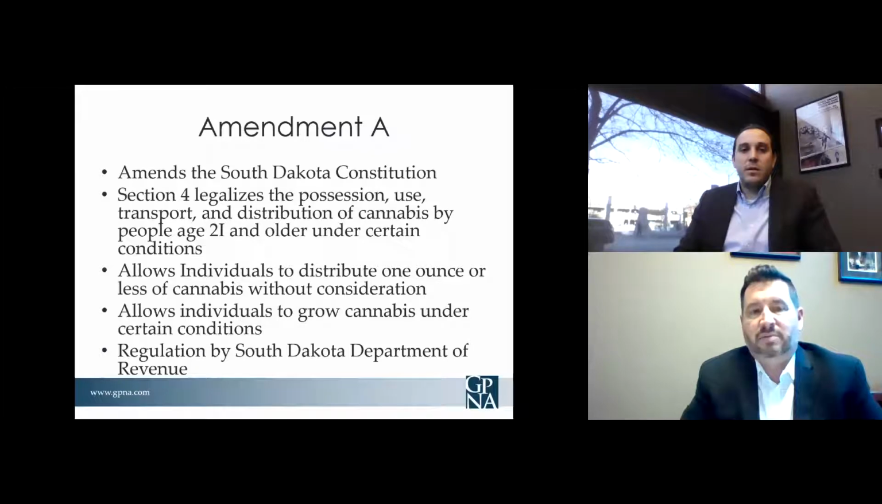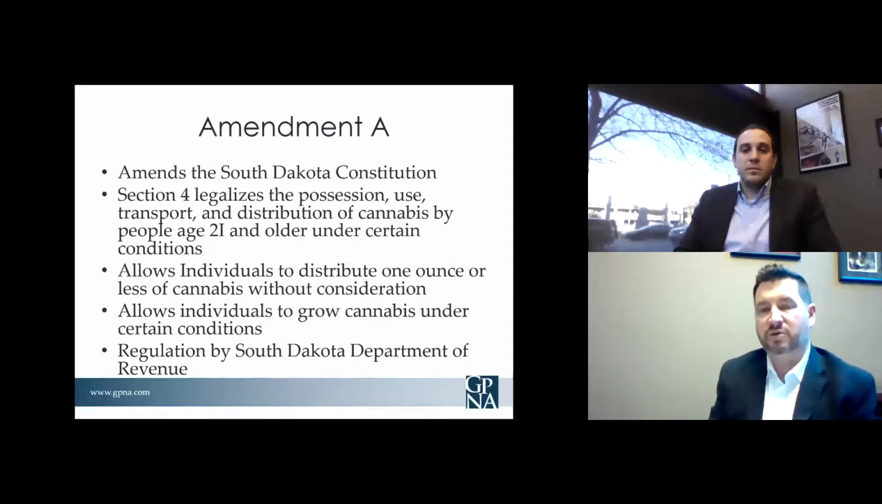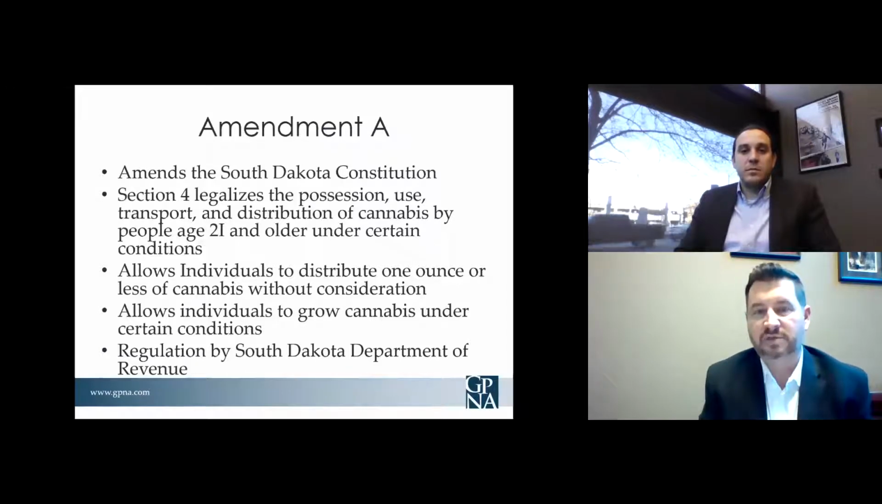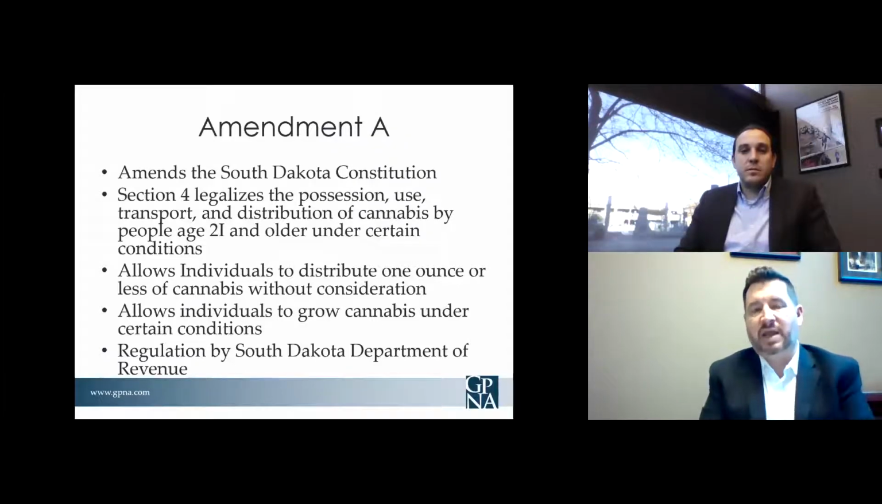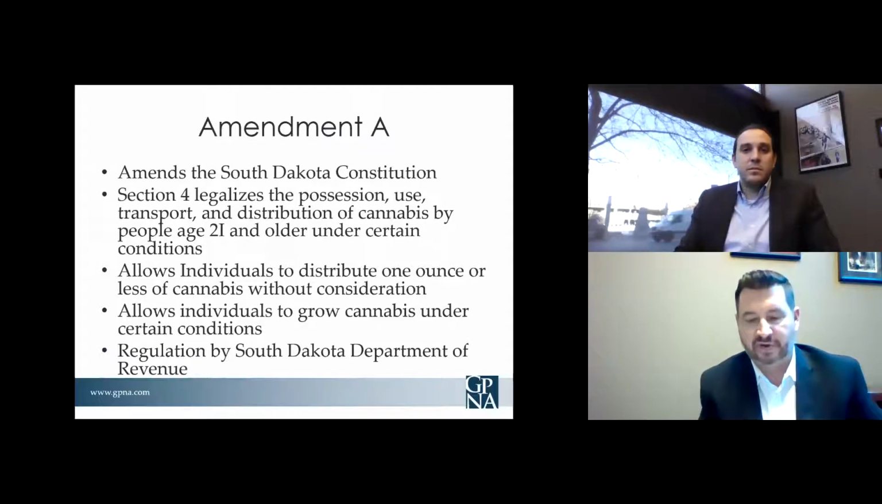Amendment A, for the most part, legalizes adult use of cannabis within South Dakota. And that includes the possession, use, transport, and distribution of cannabis by people aged 21 and over. It additionally allows individuals to distribute 1 ounce or less of cannabis without consideration and allows the growing of cannabis under certain situations. Amendment A is going to be regulated by the Department of Revenue once it's put into effect.